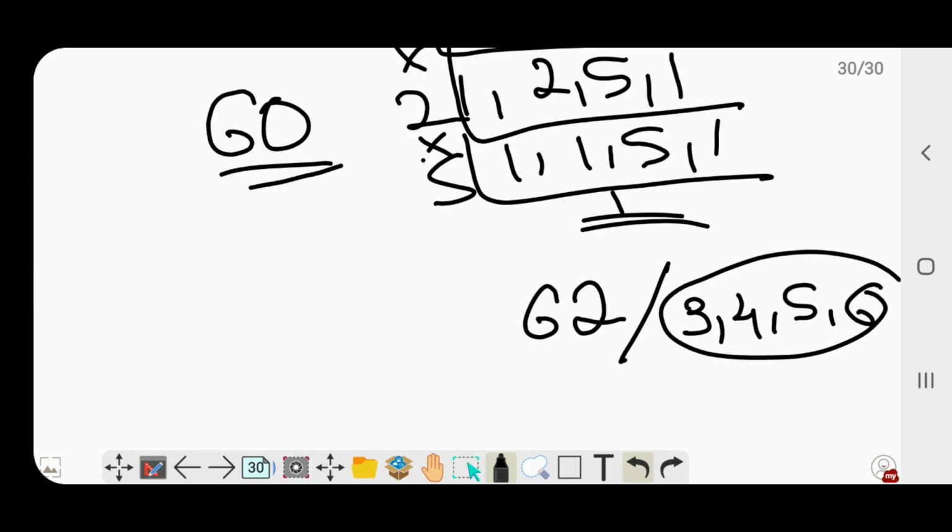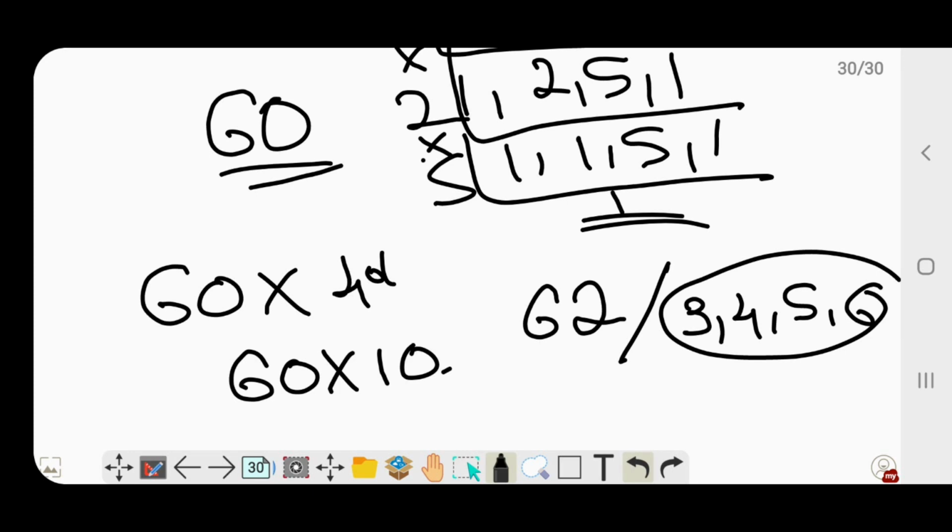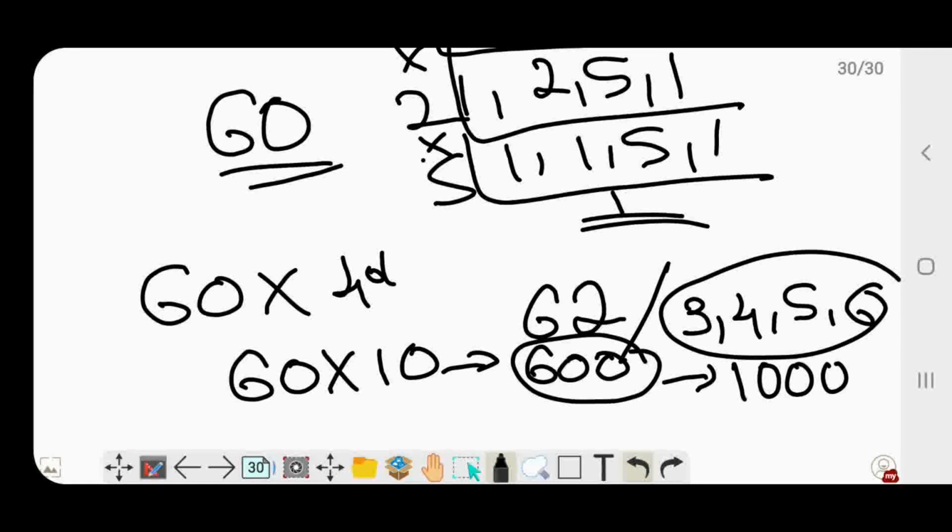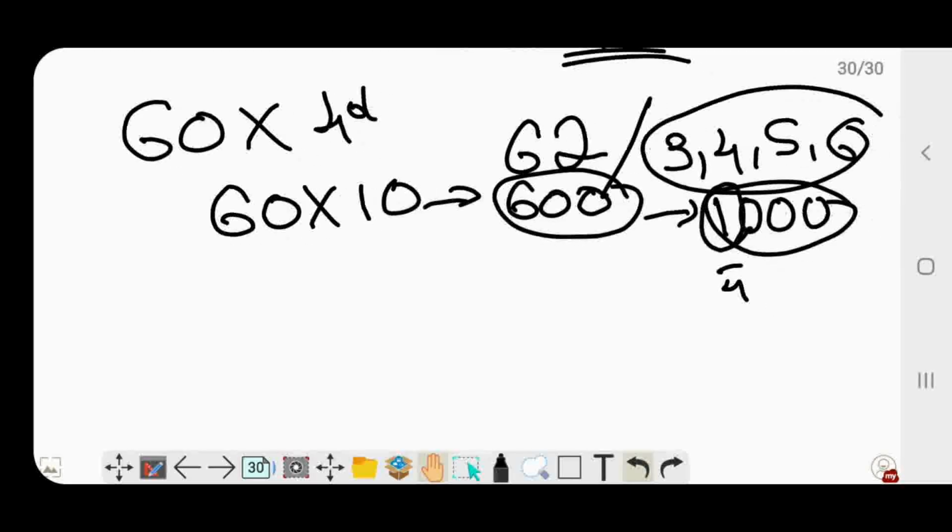But since they have asked for a 4-digit number, now we have to find multiples of 60 which become a 4-digit number. Okay, so I will multiply 60 by 10. I get 600, which is still a 3-digit number. I need to cross 1000 to get a 4-digit number, because the 4-digit numbers start from 1000. The 4th digit comes in from 1000.